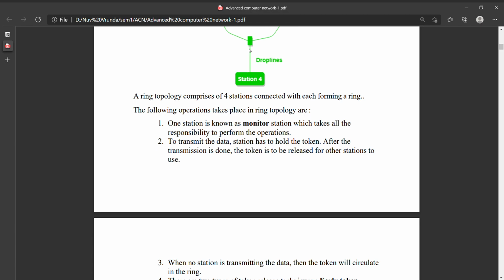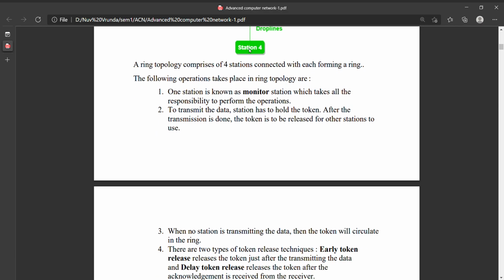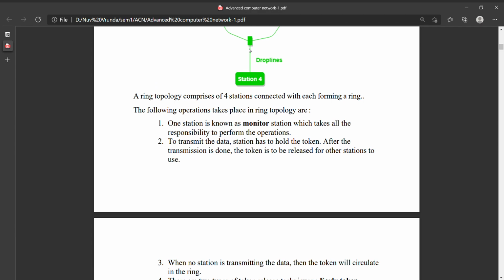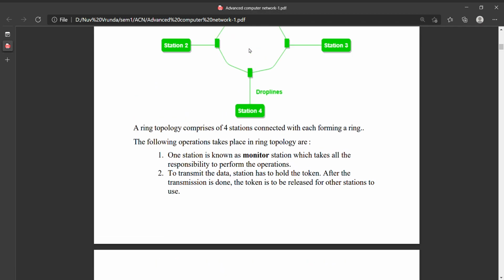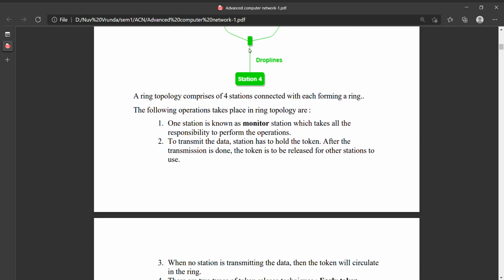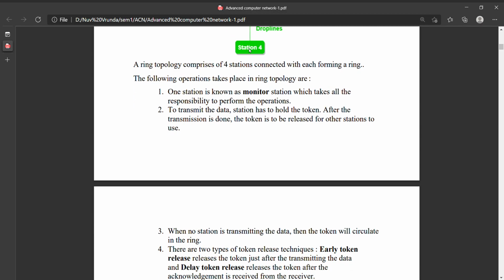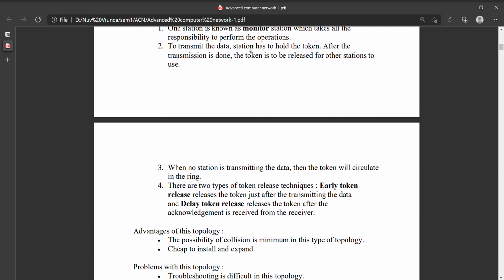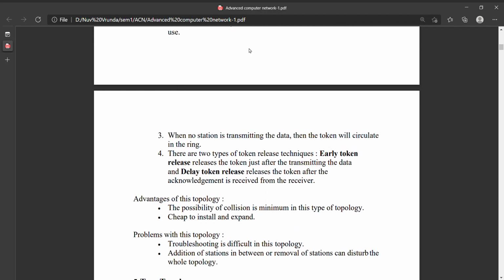The following operation takes place in a ring topology. One station is known as the monitor station, which takes responsibility for performing the operation. To transmit data, a station has to hold the token. After the transmission is done, the token is released for other stations to use. When no station is transmitting data, the token circulates in the ring.